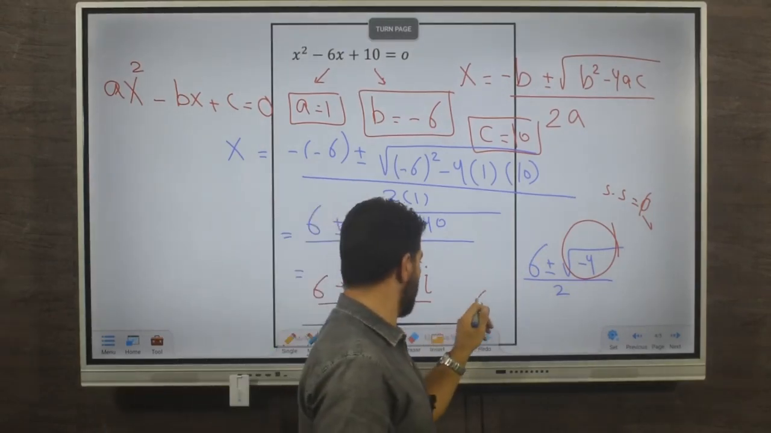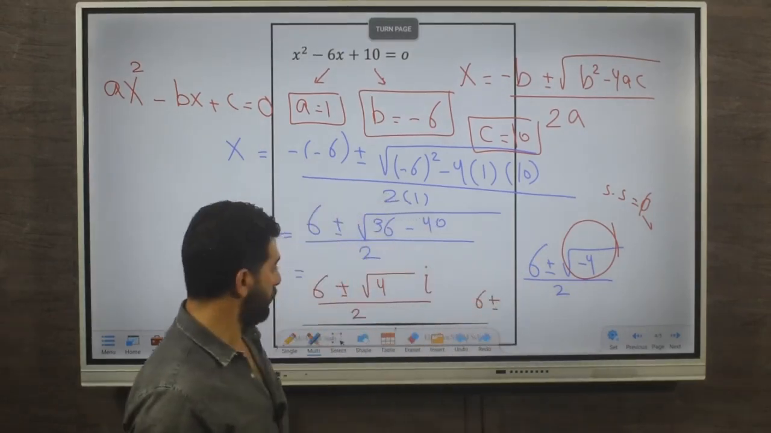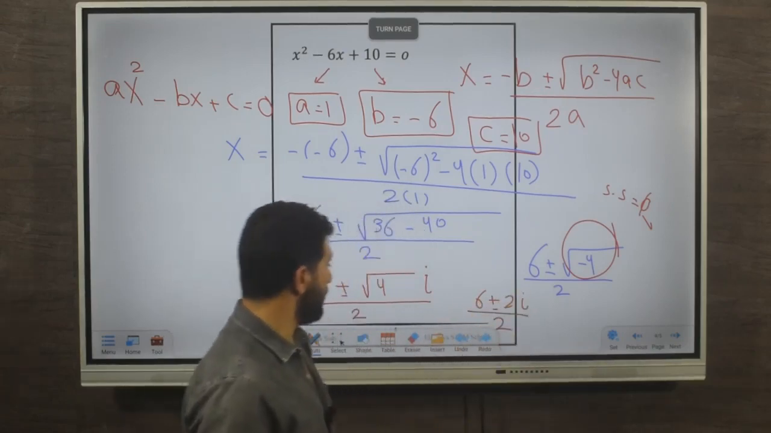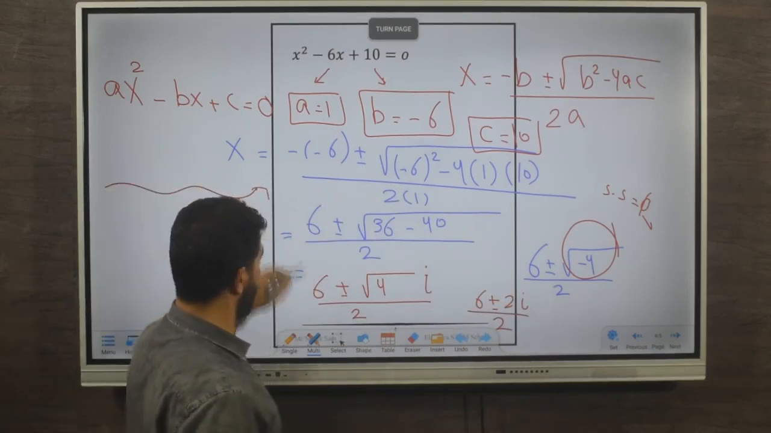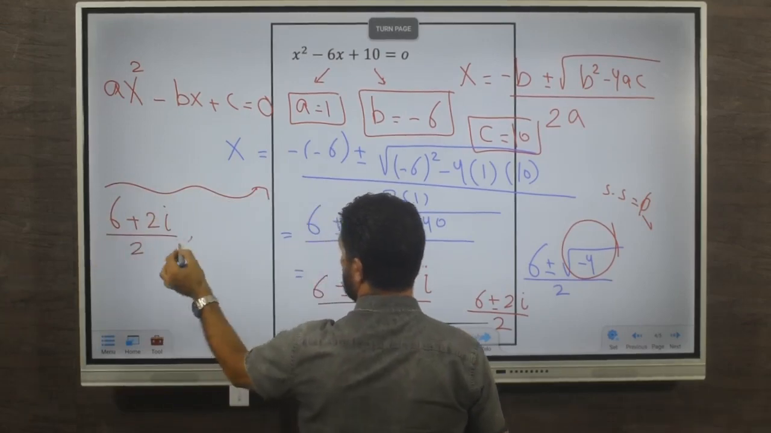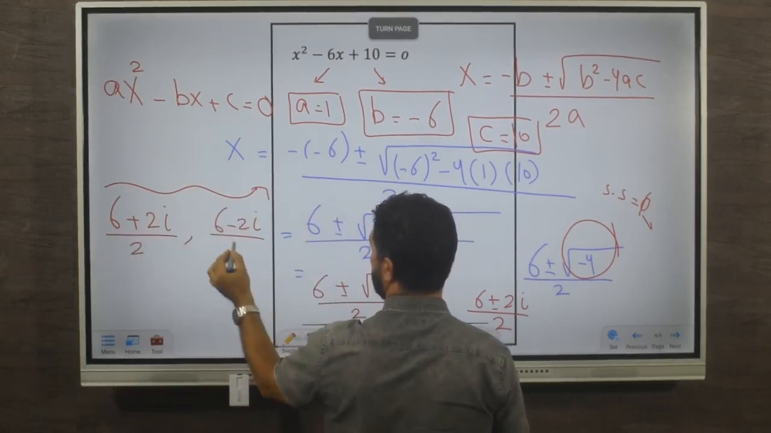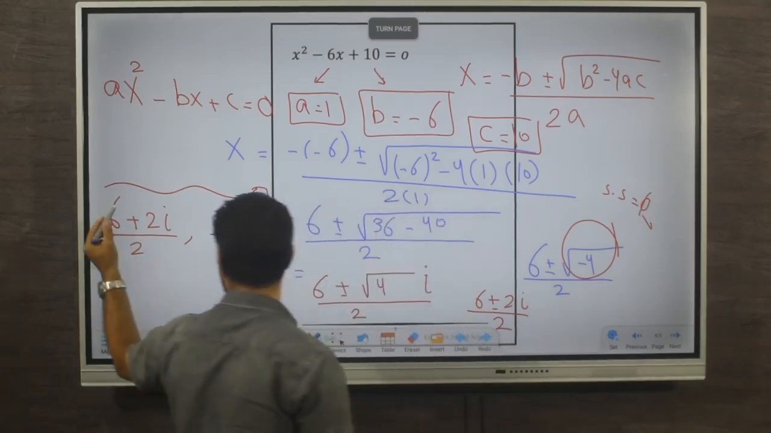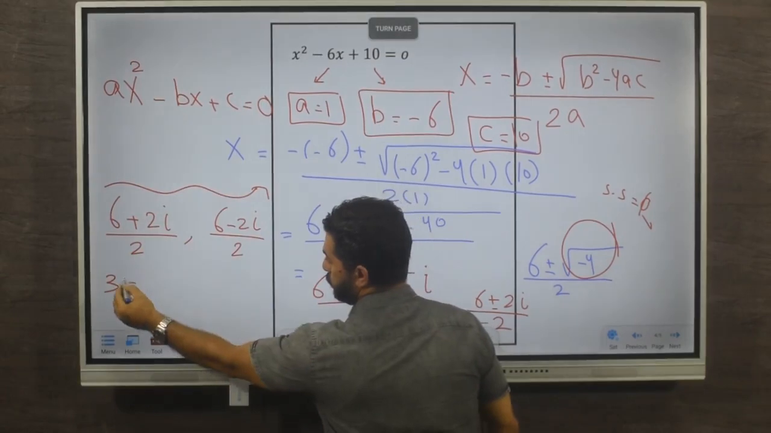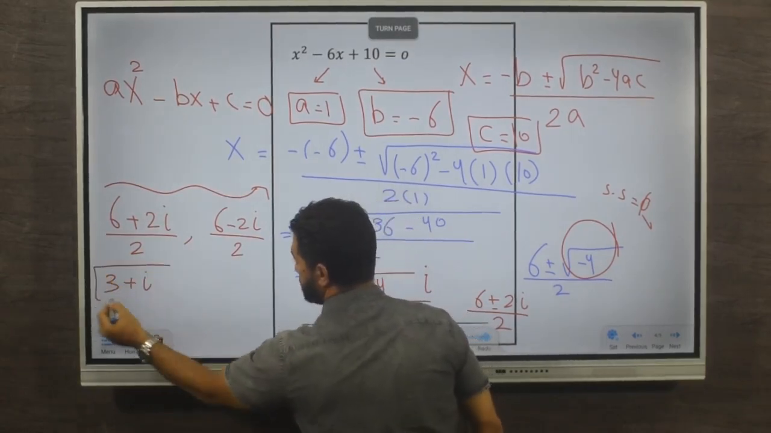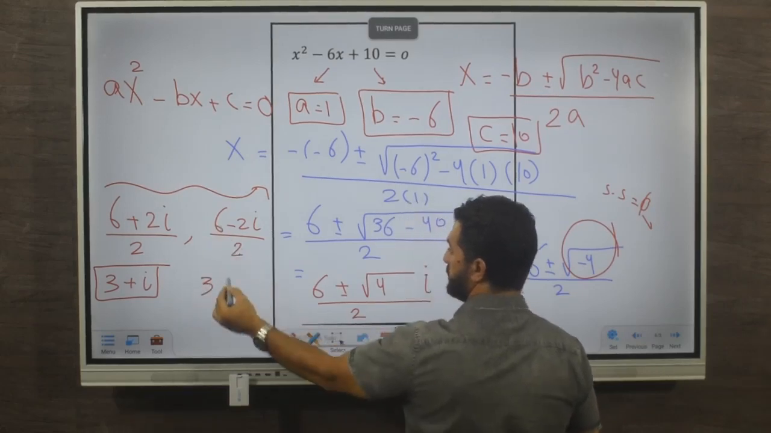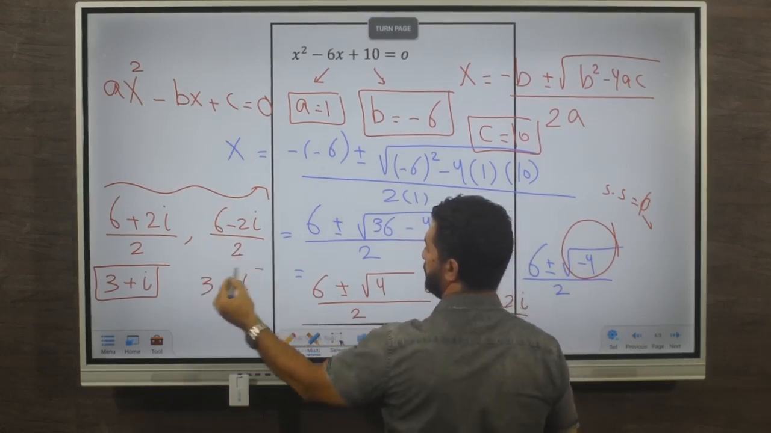So it's 6, positive or negative. What is the square root of 4? It's 2i, all divided by 2. So we have two solutions now. It's 6 plus 2i divided by 2 and 6 minus 2i divided by 2. So we can tidy it up. 6 divided by 2, it's 3, as you see here. And 2i divided by 2, it's i. That's the first solution. And the second solution, it's 6 divided by 2, it's 3. Negative 2i divided by 2, it's negative i.